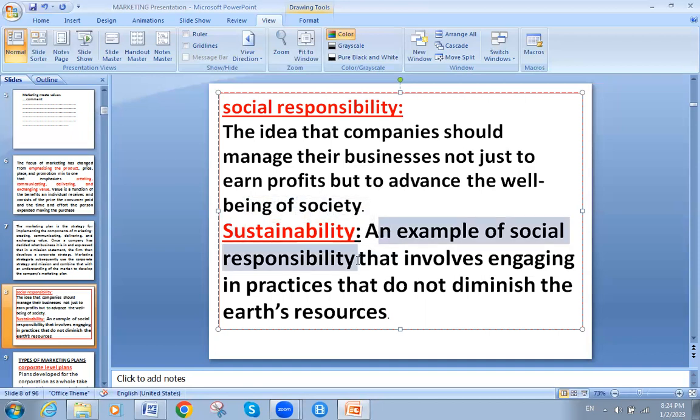Sustainability is an example of social responsibility that involves engaging in practices that do not diminish the Earth's resources. So I'm not spoiling or polluting the Earth with my products. This is the meaning of sustainability.